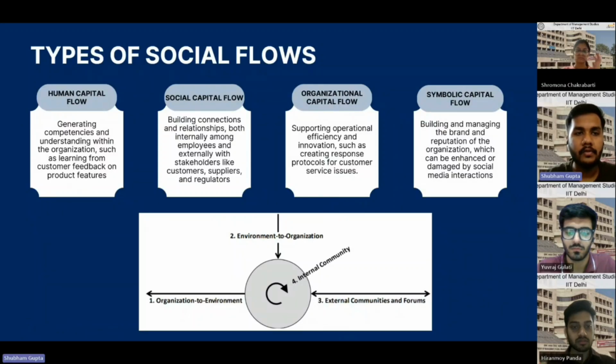Now, coming to the different types of social flows, how different types of capital flow in and out of an organization and also within the organization. So first is the human capital flow. That means generating competencies, understanding the organization, and learning from customer and product feedback to improve the product features. The next is the social capital flow. This means building relationships internally as well as externally. External relationships include relationships with stakeholders, customers, suppliers, regulators, and any other social form of interaction. Organizational capital flow includes operating efficiency and innovations, while symbolic capital flow means increase and decrease in the reputation of the organization, which can be changed by social media interactions.